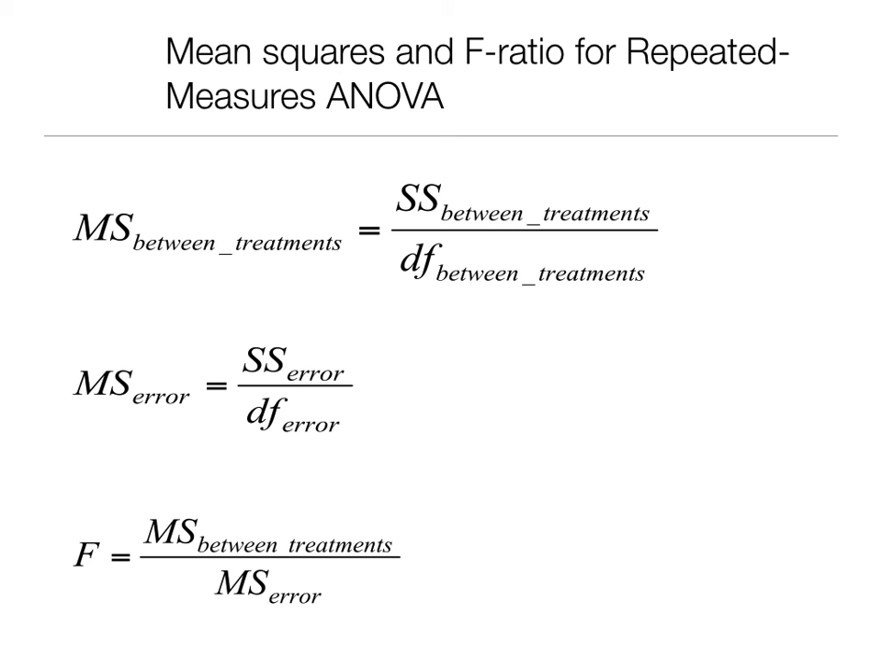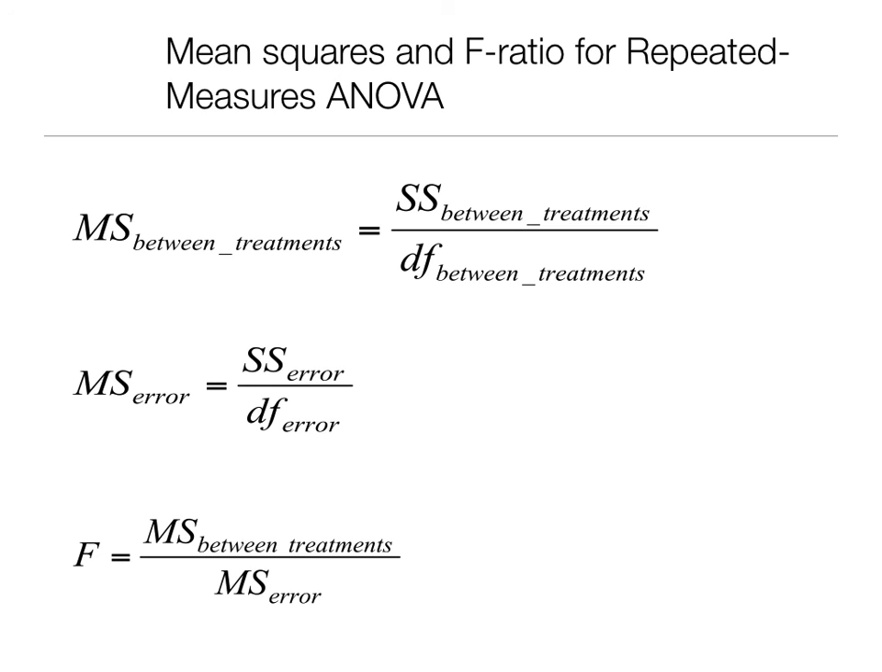The way mean square formulas work is it's kind of a matching game. So you're going to match up the sums of squares with its degrees of freedom. So sums of squares between treatments goes with degrees of freedom between treatments, and that gives us mean square between treatments. Sums of squares error goes with degrees of freedom error, and that gives us mean squared error. Remember, this sums of squares error is that residual, that variance that's left over after the individual differences are removed. And that's the mean square that's going into our F formula.